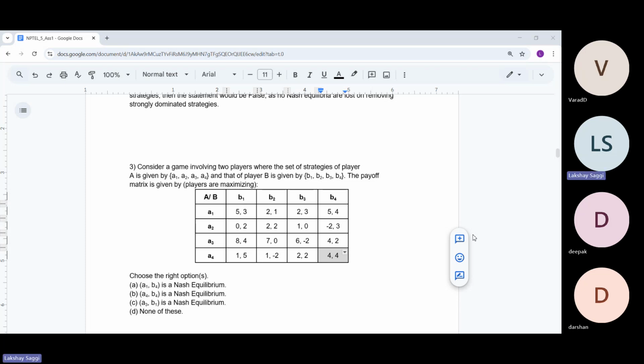So actually, Darshan, I think this won't be a Nash equilibrium. And why is this the case? Right now, in A4 comma B4, the payoff for both row and column players is equal to 4, right? But if the row player switches from A4 to A1, then the payoff for the row player increases from 4 to 5. Initially the row player's payoff was 4, but on switching to A1, it will increase to 5. So that's why the row player will have an incentive to switch here, and that's why this 4 comma 4 won't be a Nash equilibrium.